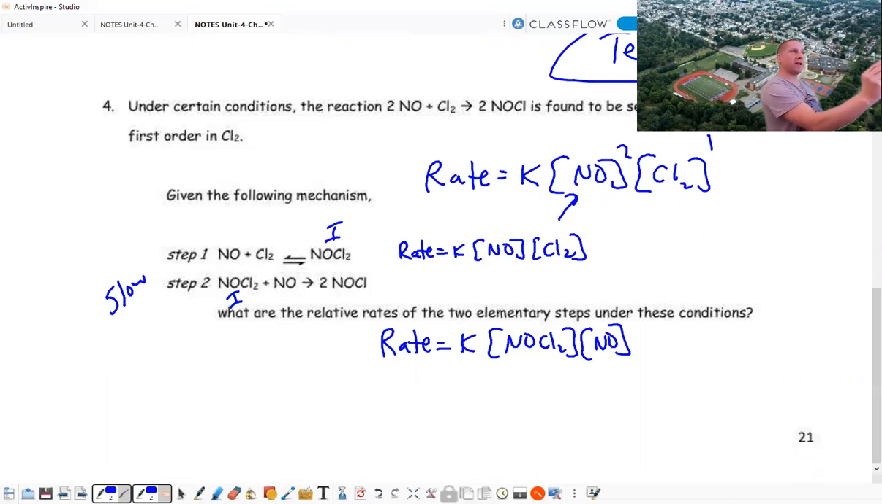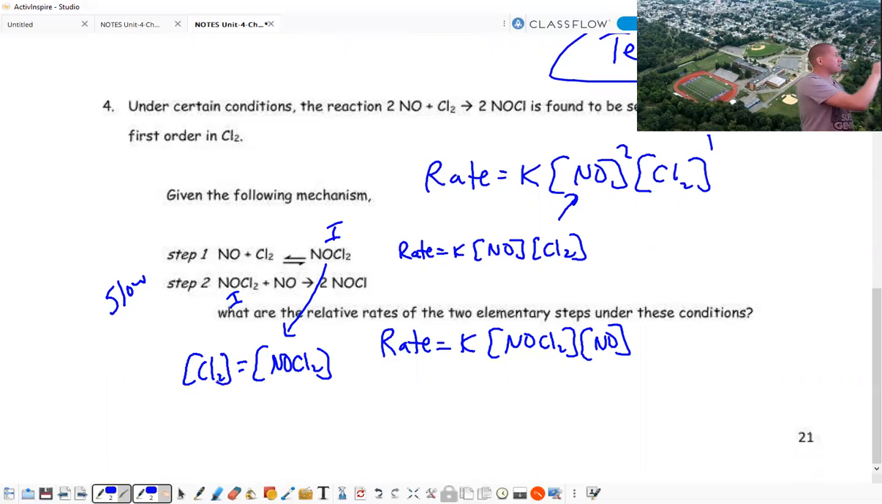So we can't include NO. But by looking at the reaction up here, I see that NOCl2 is equal to, remember, what's on the other side of the double arrow. Coefficients become exponents. They're all ones.